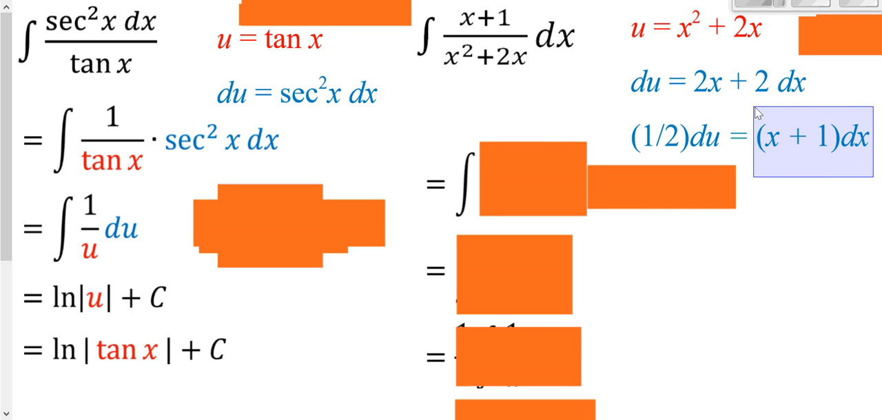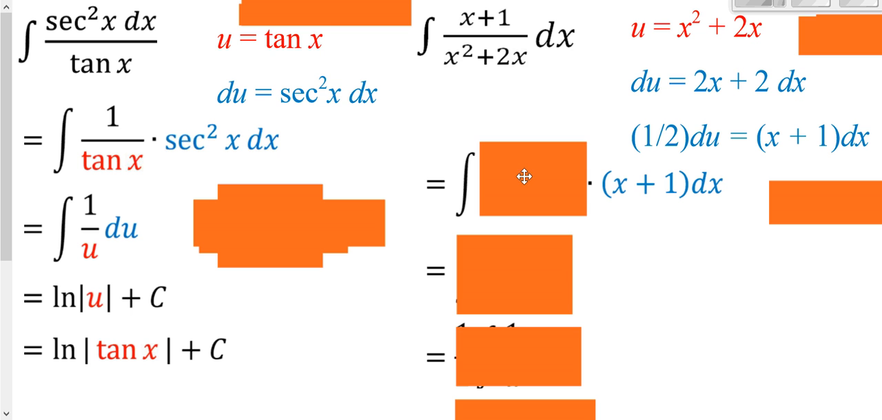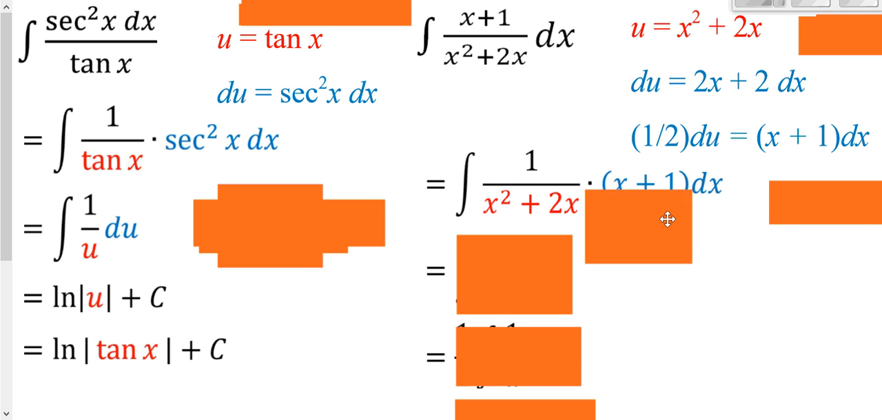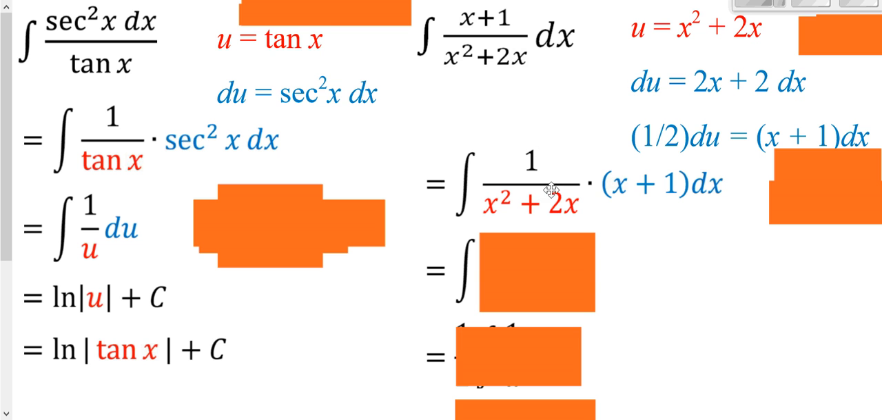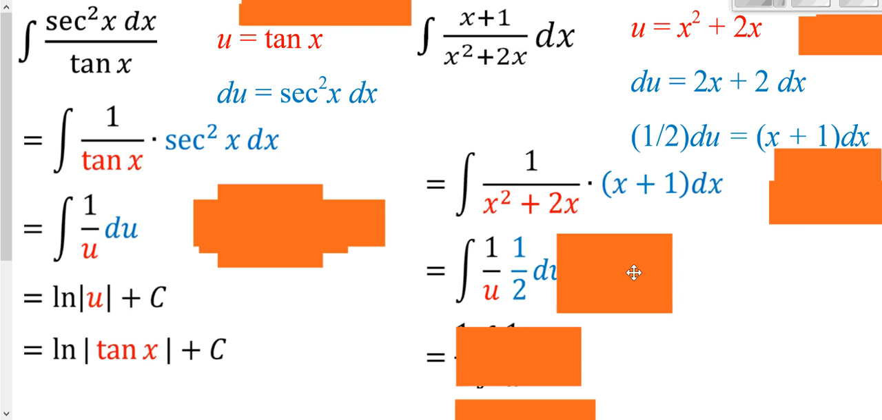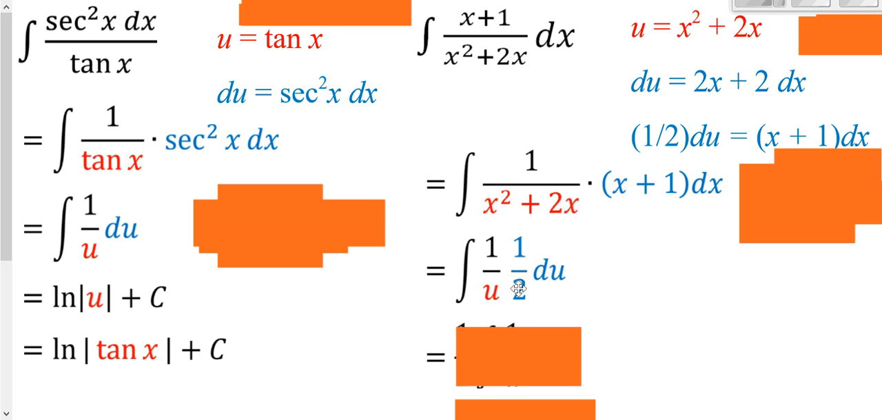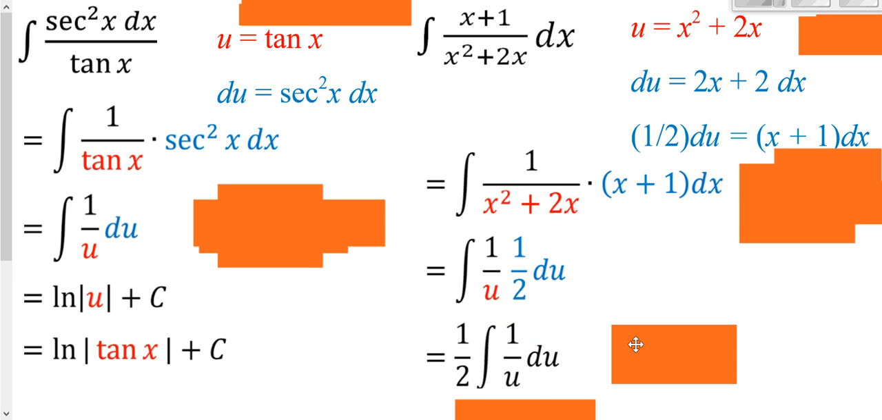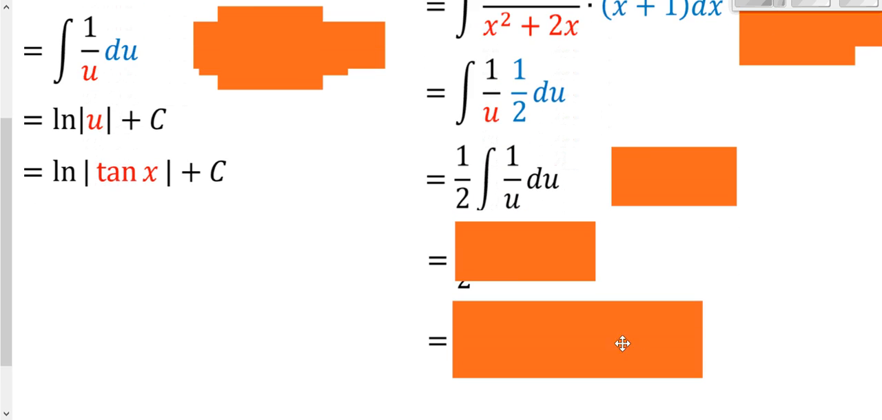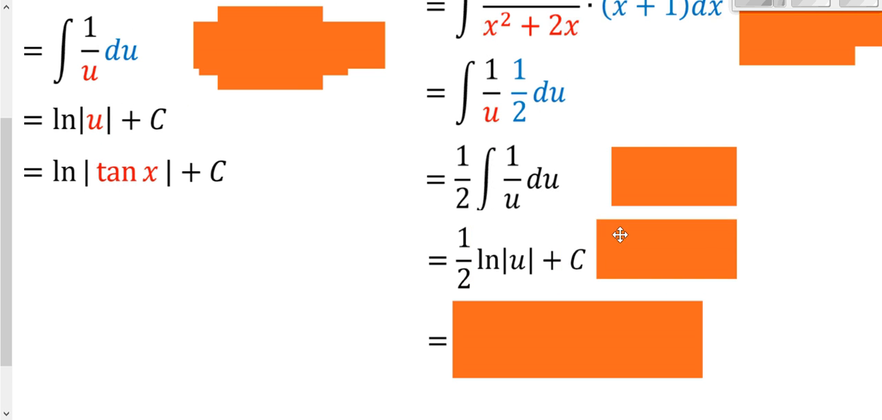Now what we have here matches perfectly with what we have on top, which we could write like this, and then it would be 1 over that. Well, it would then be 1 over the red, which is our u, so 1 over u. Instead of writing the blue, that's our 1/2 du here. Multiplying by half, we could pull that half in front. Then we just have 1 over u du. Well, we've done that multiple times today. So we get 1/2 natural log of u with a plus c.